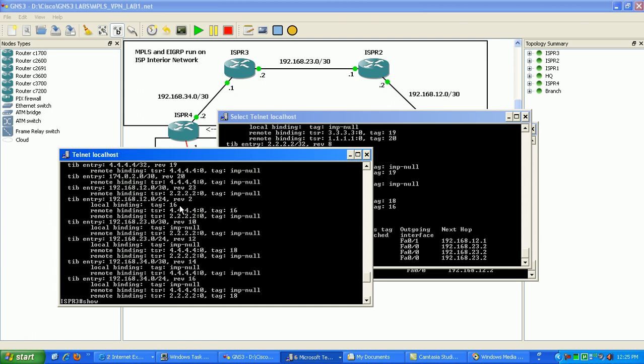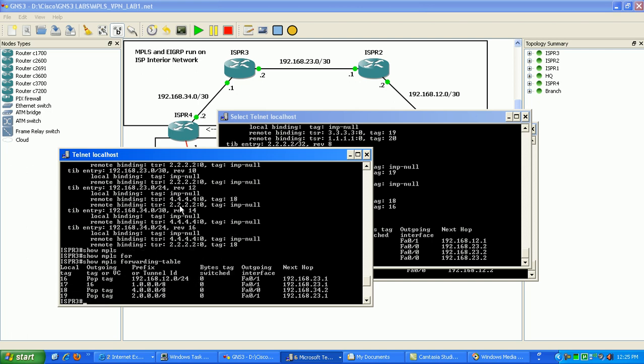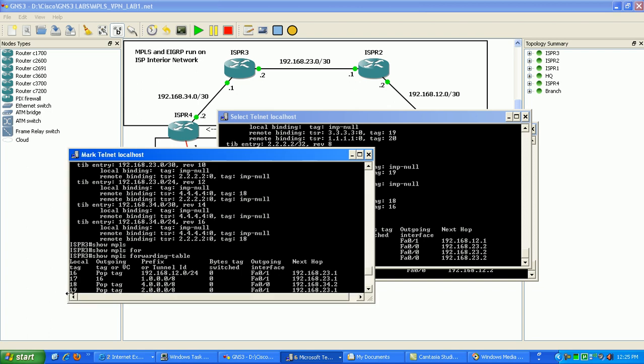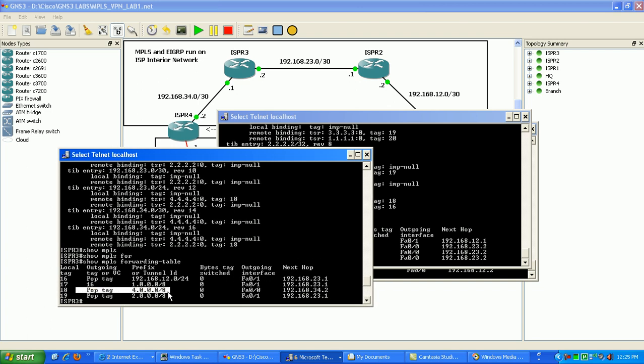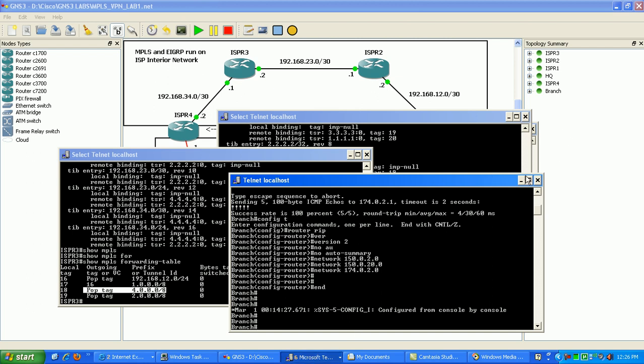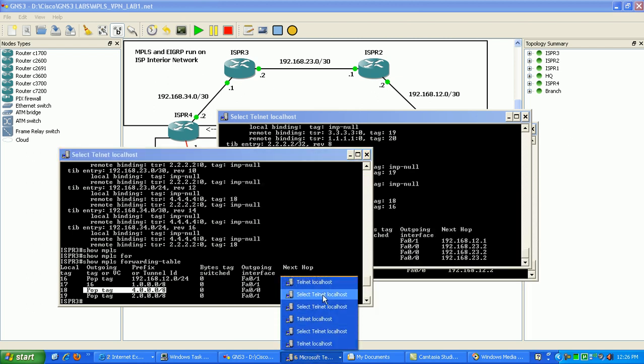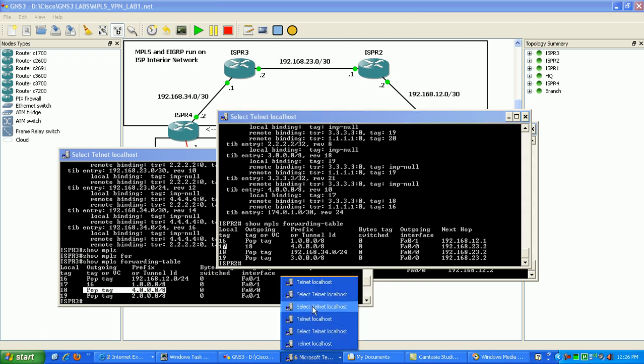If we do a show MPLS forwarding table, you can see that it has a pop tag associated with it, which means that it's stripping the label off of the packet and sending it to ISP router 4. Because if you remember, ISP router 4 is where that 4 network is located behind.